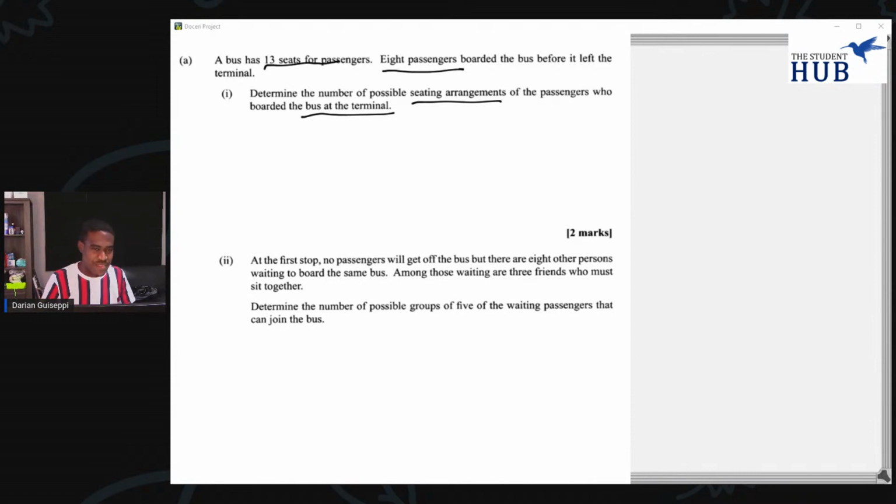So let's start, right? We're looking at the 2016 paper, we're just finishing it off. This is the module 3 section of the 2016 paper. The first question, question 5, and we're getting straight into it. No wasting any time. So this is question 5, part A. It says that a bus has 13 seats for passengers, right? 8 passengers board the bus before it left the terminal.